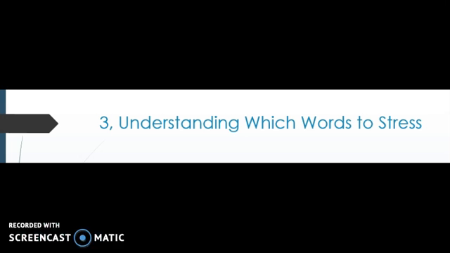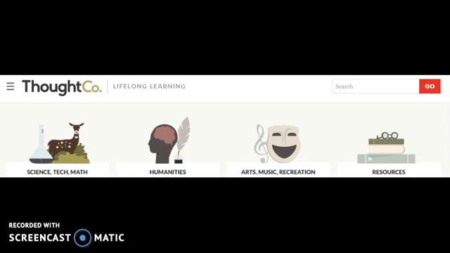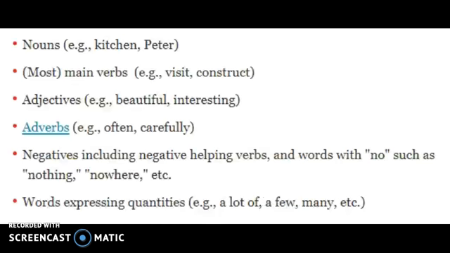Now we are going to see what are the words that I have to stress when I am speaking. To do that, we are going to visit Thought Code That. This website has a lot of information about English as a language and English as a culture. If you're speaking, the words that you have to stress are nouns, main verbs, adjectives, adverbs, negatives, including negative helping verbs, and words expressing quantities.